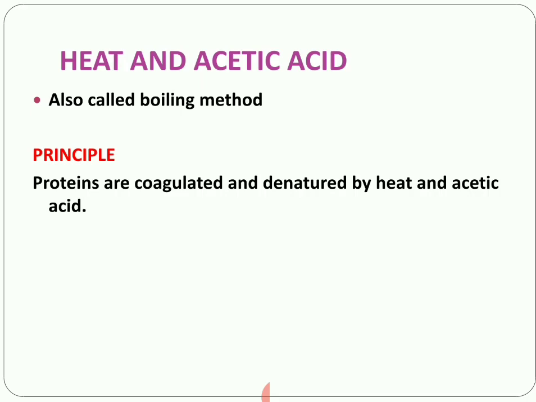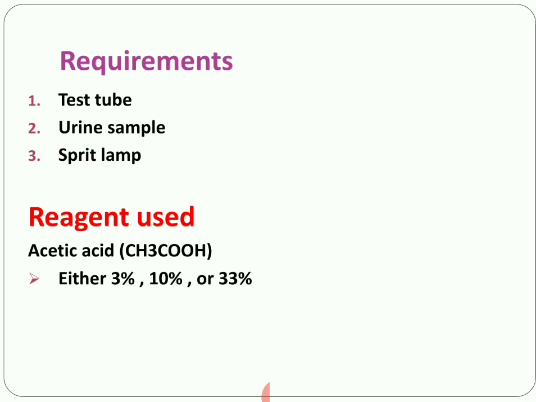First we have the heat and acetic acid method. This test is also called the boiling method. Principle: proteins are coagulated and denatured by heat and acetic acid. Requirements are a test tube, urine sample and spirit lamp. The reagent used here is acetic acid. We can either use 3%, 10% or 33% acetic acid. In many labs we use 10% acetic acid.